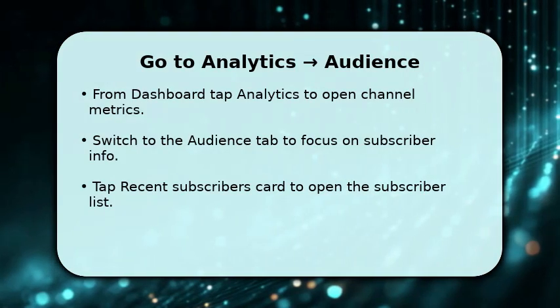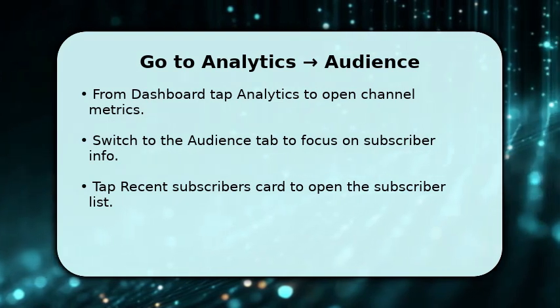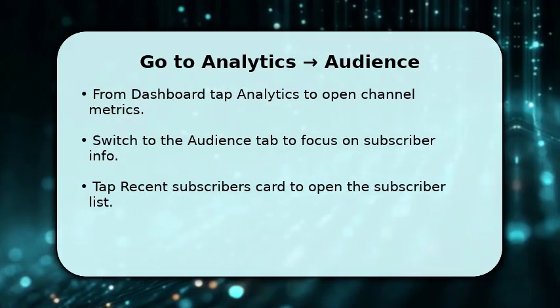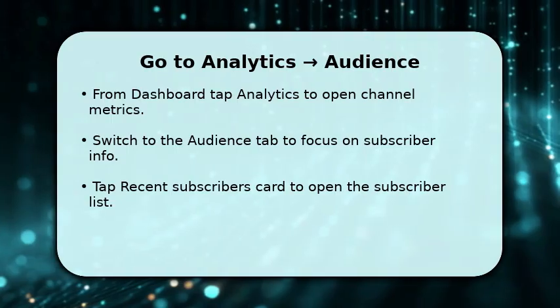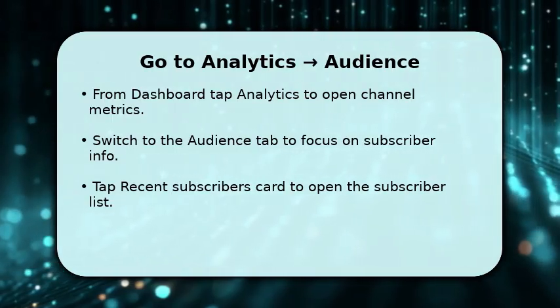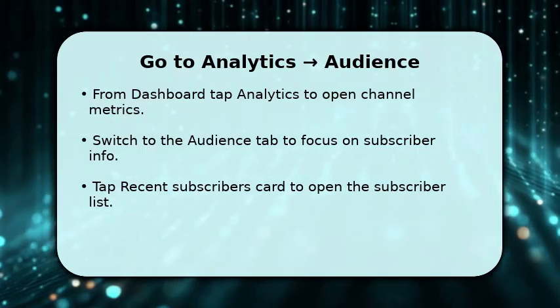From the dashboard, tap Analytics to open channel metrics, then switch to the Audience tab to focus on subscriber-related data. Here you'll see the Recent Subscribers card. Tap it to open a list of users who have subscribed and whose subscriptions are public. Make sure to adjust the date range at the top. This changes who appears in the recent list.